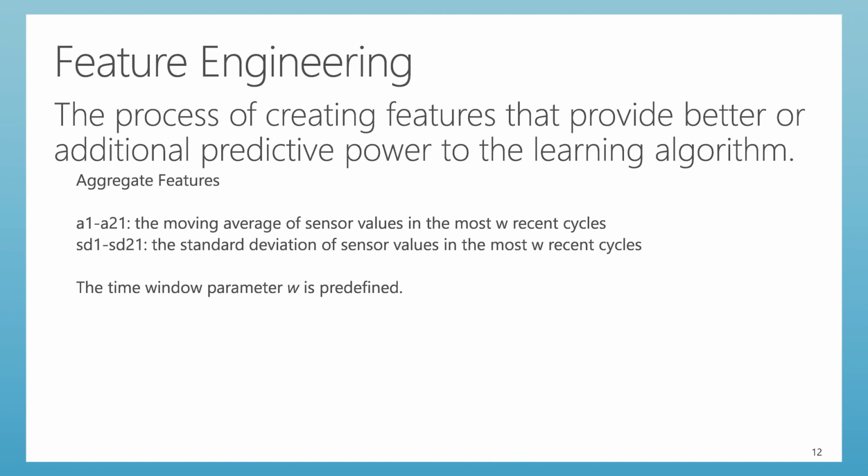For example, the rolling average of the sensor values from the most recent cycles. And also we captured the standard deviation of the sensor value changes in the most recent cycles. Here we have to define this W. What's the W we want it to be? We define it as 5 cycles. We get the 5 most recent cycles and compute the rolling average and the rolling standard deviation. And you can also create other meaningful features.